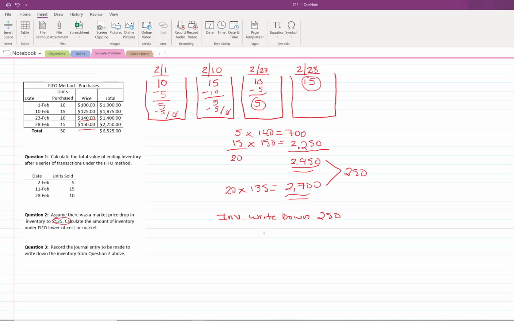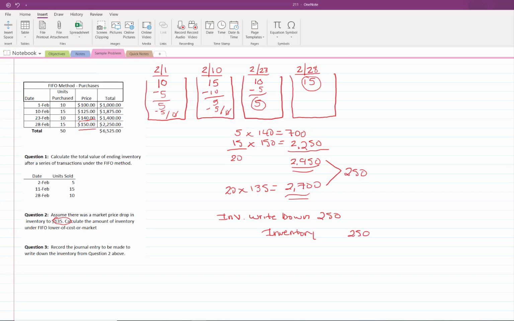And now we actually have to write down our actual inventory account by that same amount. So since we're decreasing an asset, we need to credit our inventory account for $250. Now, some people like to use a contra asset account when they're writing down their inventory. Either way, it just depends on what looks better for you and what the company likes to use. So if we wanted to use a contra account, we would hit like an obsolete inventory account.